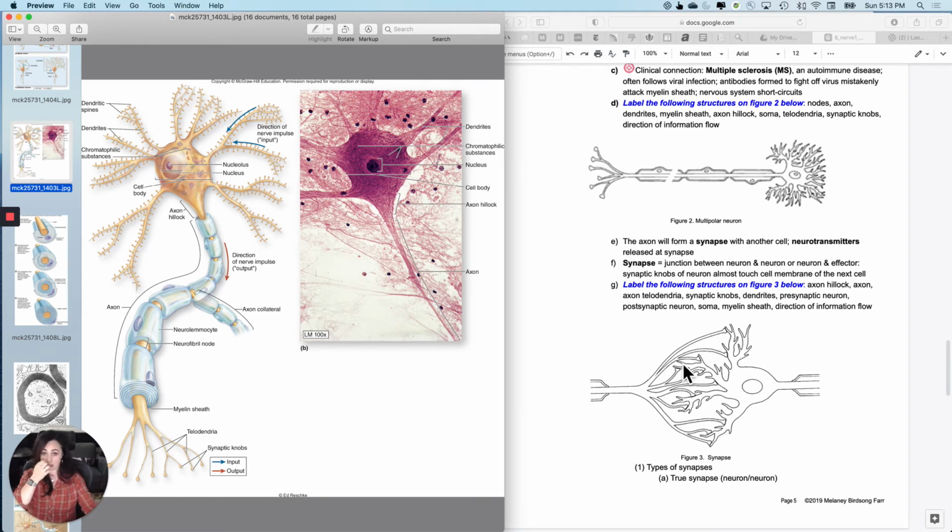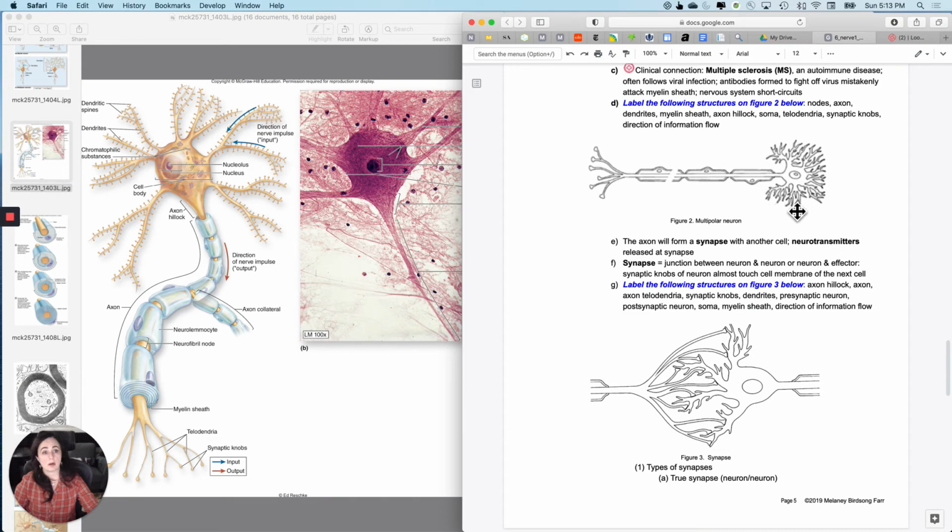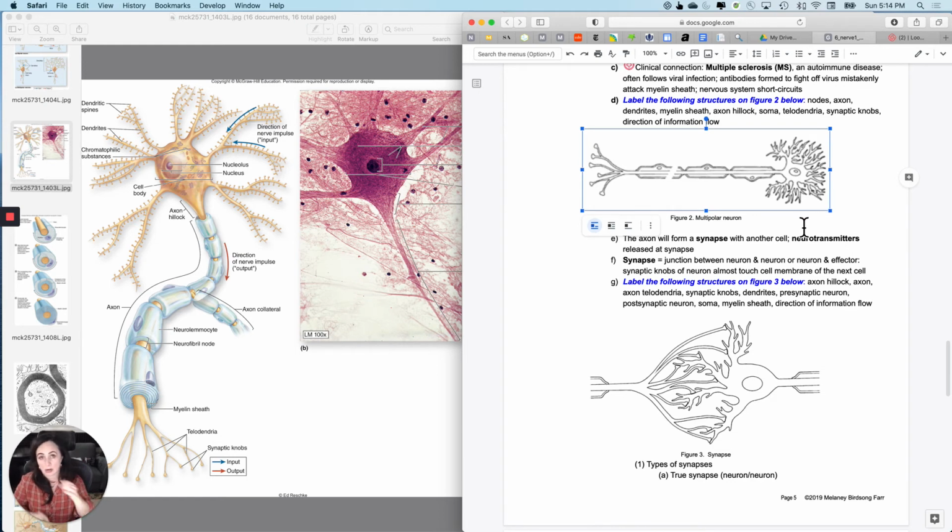So you should be able to, with the information that I've just given you, tell on this figure how to label the nodes, right? The axon, the dendrites, the myelin sheath, which is here, the axon hillock, which is that part right there, the soma or cell body, the telodendria, right? Synaptic knobs at the end of the telodendria, okay? And if you know dendrites bring information in and axons take information out, you can always look at a neuron and tell the direction of information flow, especially if it's a multipolar neuron. So the direction of information flow is that way in that neuron.